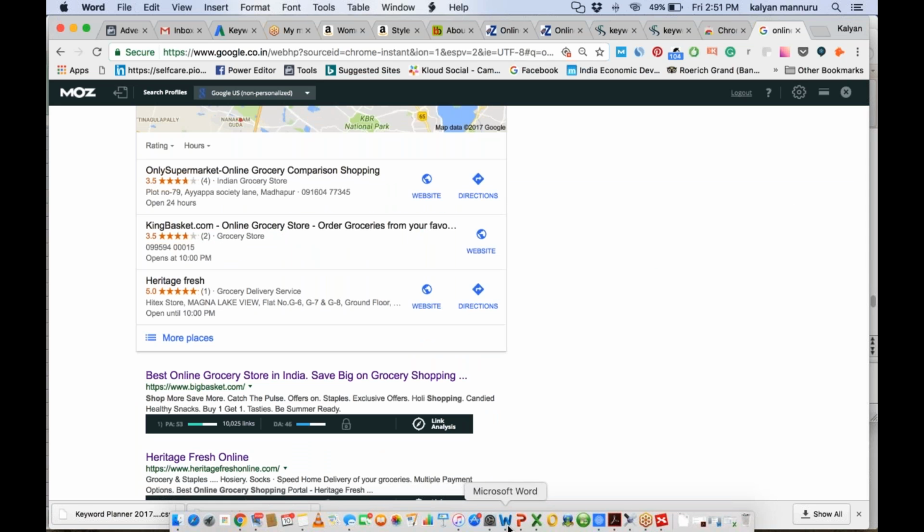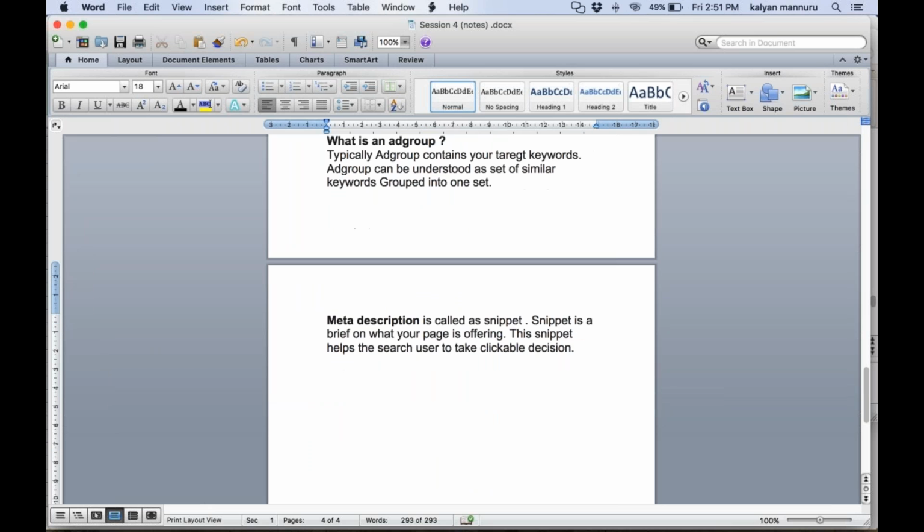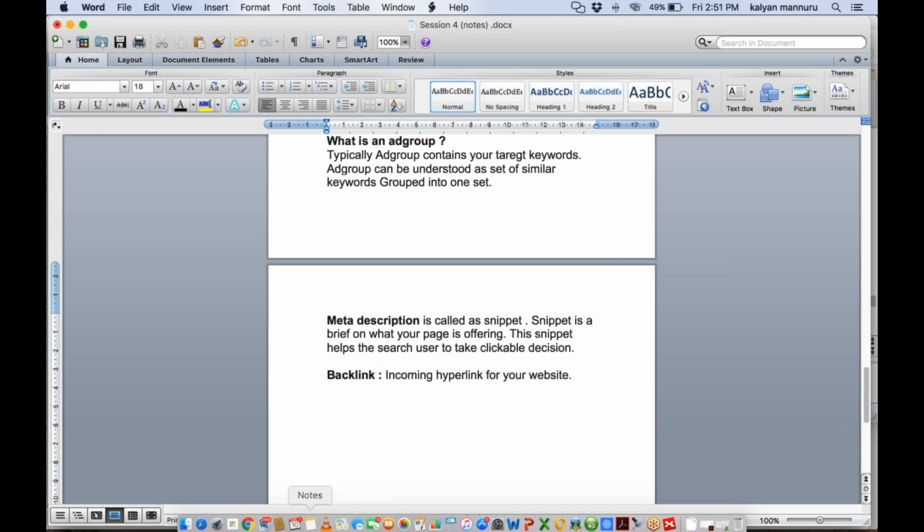So let me give notes for you. A backlink is nothing but an incoming hyperlink for your website. So what is a hyperlink? Hopefully you all know what a hyperlink is. Sometimes on the web, if you see text highlighted in blue, it is a clickable link. If you click it, it takes you to a landing page, a directed link.